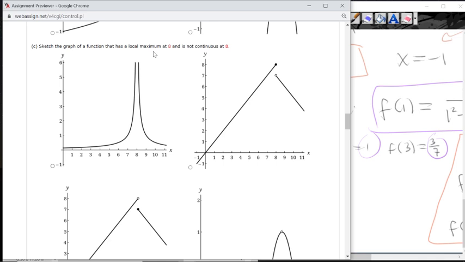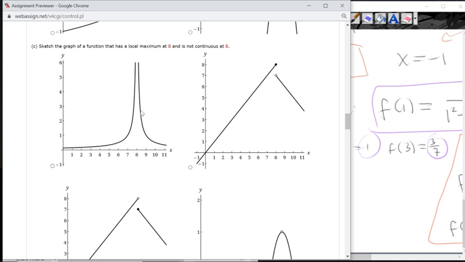Can you sketch the graph of a function with a local max at 8 that is not continuous at 8? How is that possible, that it has a local maximum? That means it must exist to the left and the right of x equals 8, but it's not allowed to be continuous. So it's not going to be smooth. It's not going to be continuous. There's going to be some kind of discontinuity.